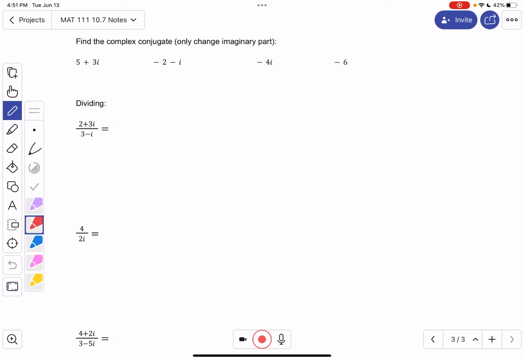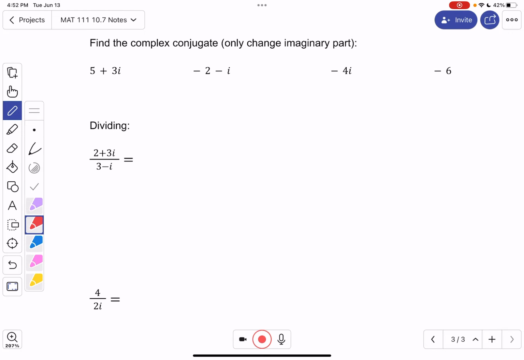All right, complex conjugate. You only change the sign of the imaginary part. So if you have 5 plus 3i, the conjugate is 5 minus 3i. -2 minus i, the conjugate is -2 plus i. -4i, so we just change it to +4i. -6, there is no imaginary part, so we just leave it at -6. You use that complex conjugate to divide.